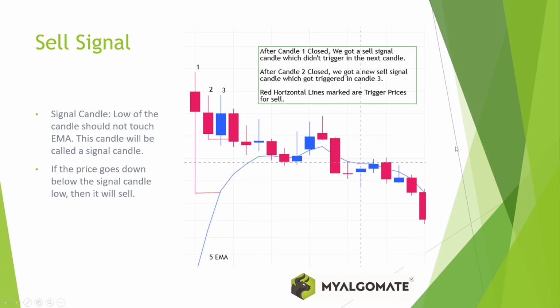Right. So first I will explain the concept behind the 5EMA strategy. I'm sure you all are aware of what is EMA. First I will explain the sell signal. For the sell signal, the candle low should not be touching the 5 EMA. Like in the image displayed, the candle marked as 1 is not touching the 5 EMA. The low of the candle is above the 5 EMA. So this type of candle we will call a signal candle.